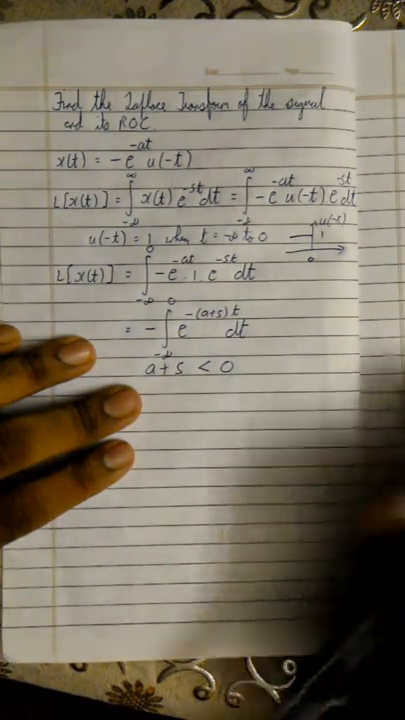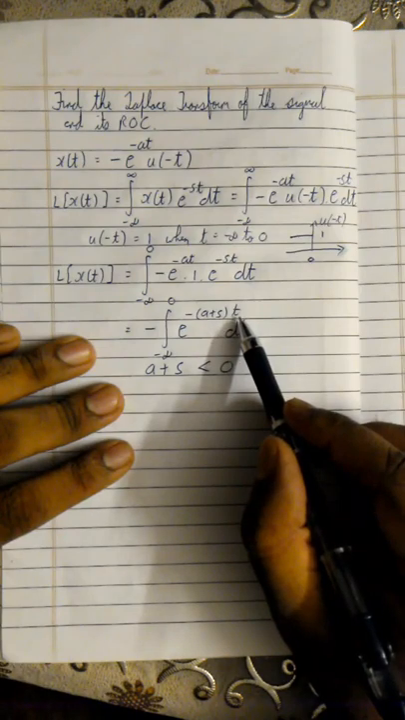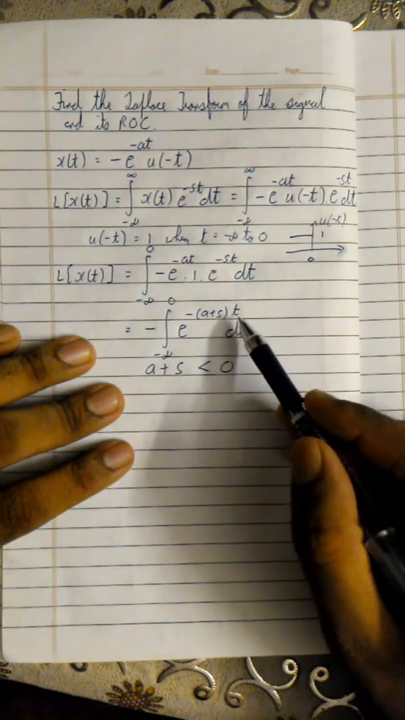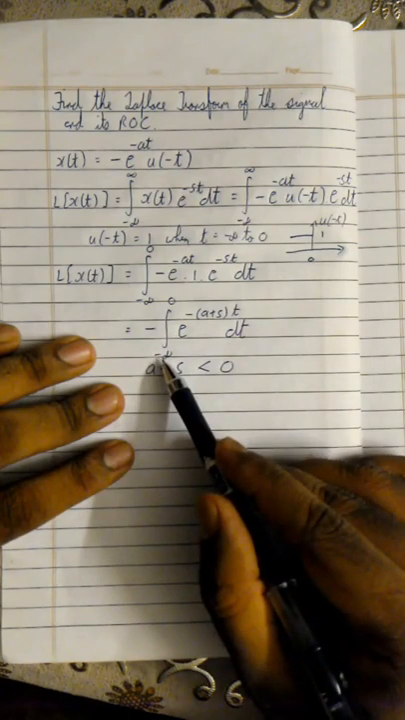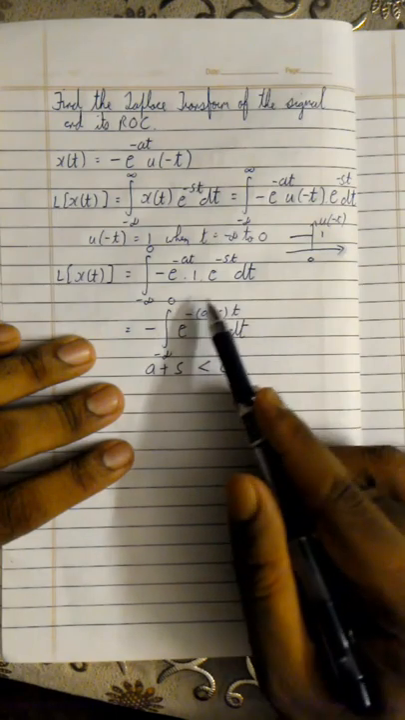The reason why we are getting this equation is because the value of t is also negative. In the previous problem, the value of t is positive. Here the value of t is negative, see, from minus infinity to 0. So the value of t is negative, and there is already a minus sign over here.